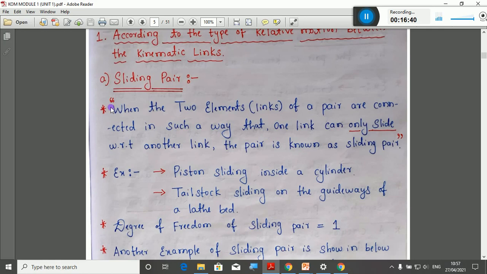First, take this definition: the two elements of a pair are connected in such a way that one link can only slide with respect to another link. Examples are the piston sliding inside the cylinder and the tailstock, and the degrees of freedom of a sliding pair is 1.